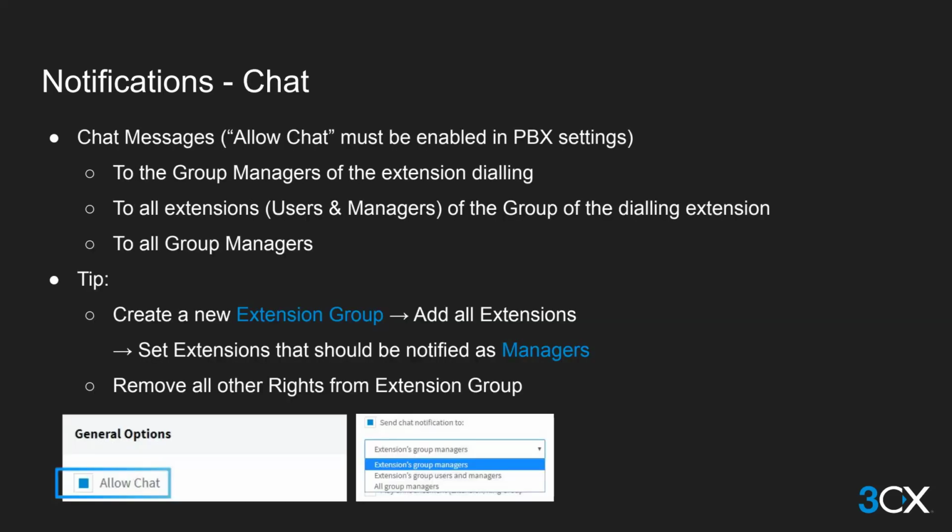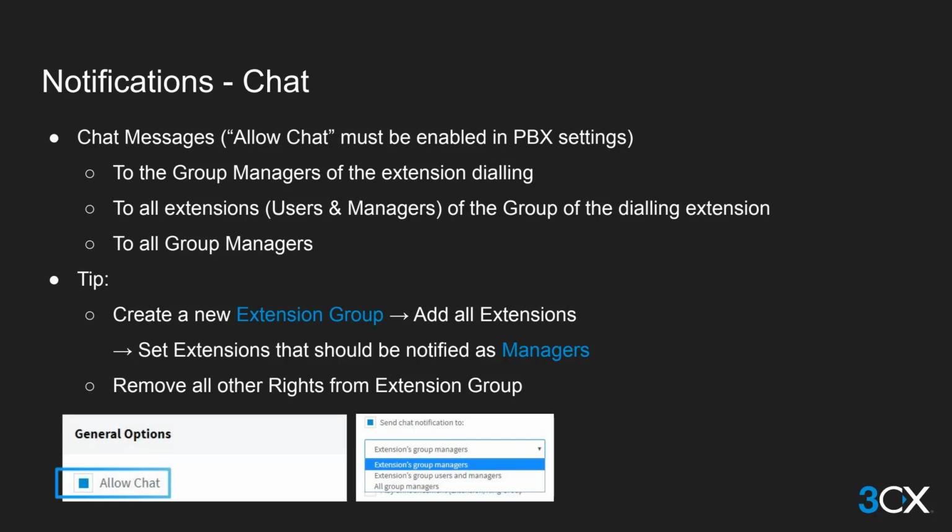The message created in the template earlier can also be used to create a chat message to certain extension users. Before the chat messages can be sent, however, the Allow Chat option must be enabled in the PBX general settings. Then the chat message can be sent to the extensions defined with the manager role in the extension group of the extension calling the emergency number, all the extensions within the extension group, both users and managers of the extension which dial the emergency number, or to all the group managers of all the extension groups in the PBX.